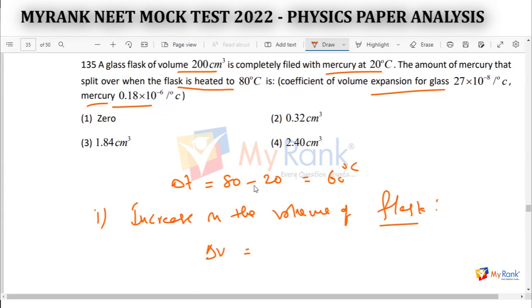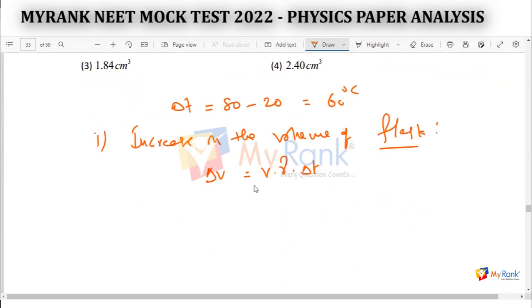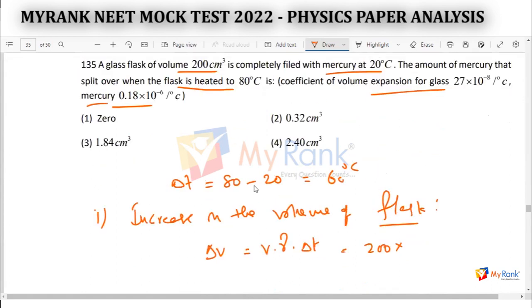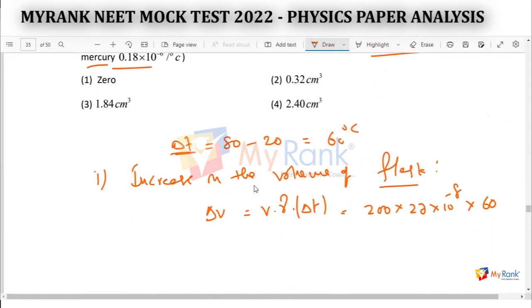So the increase in volume, delta V, is V gamma delta T according to the formula, where gamma is the volume coefficient of expansion. The volume is 200 cubic centimeters. Gamma for glass is 27 into 10 power minus 8, and delta T is 60 degrees. So therefore we'll get the answer: 27 into 2, or 5.24.